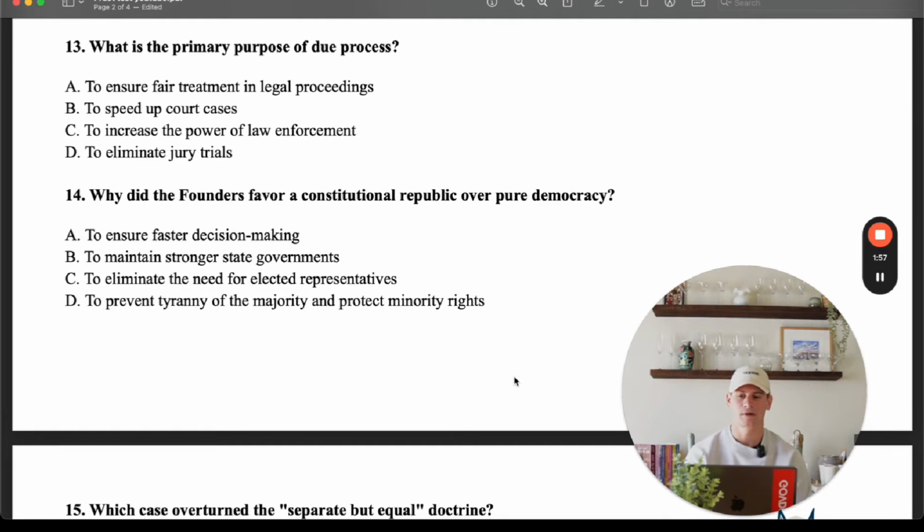13. What is the primary purpose of due process? A is to ensure fair treatment in legal proceedings. B is to speed up court cases. C is to increase the power of law enforcement. And D is to eliminate jury trials.